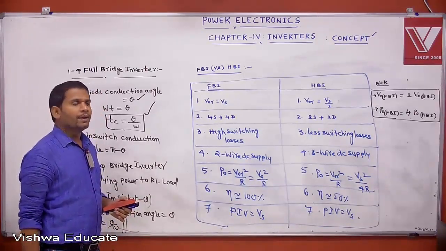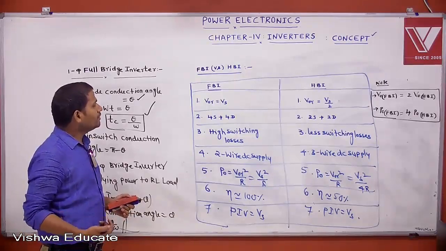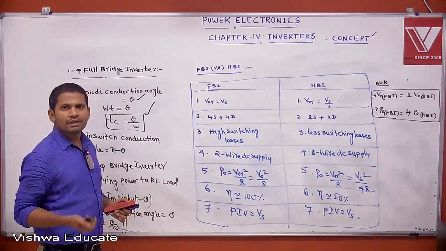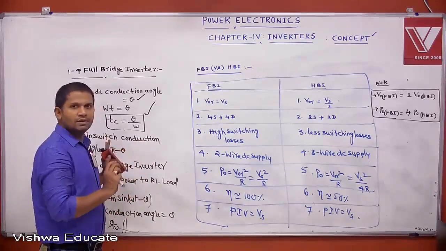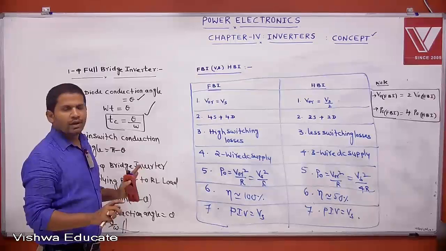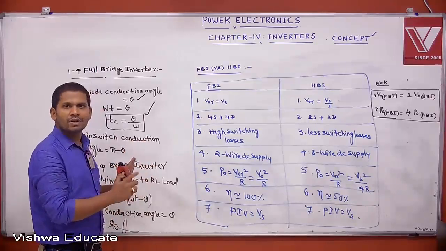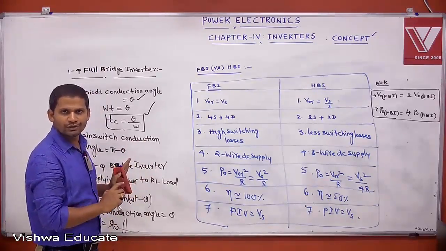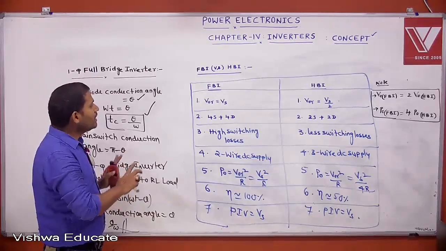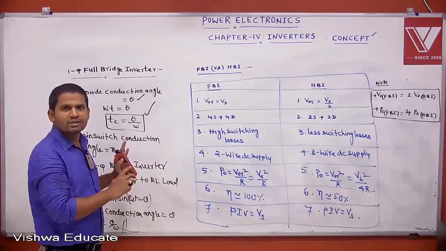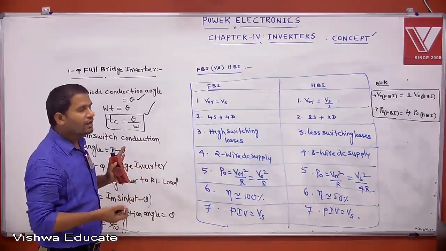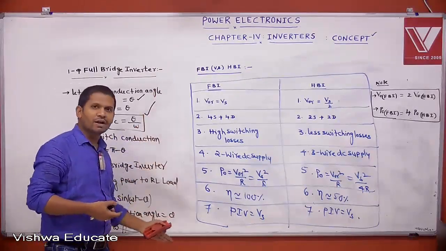In the next session, we will continue with the analysis of half bridge and full bridge. Here I explained some waveforms and the operation, and finally I gave some differences based on the operation and the output voltage. These differences are taken as advantages and disadvantages corresponding to each inverter.